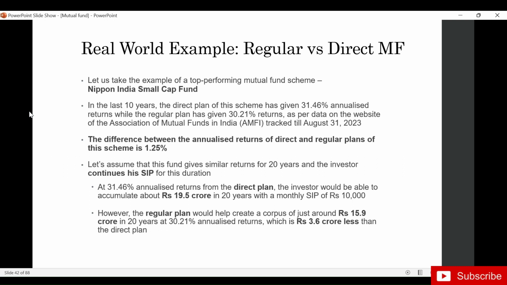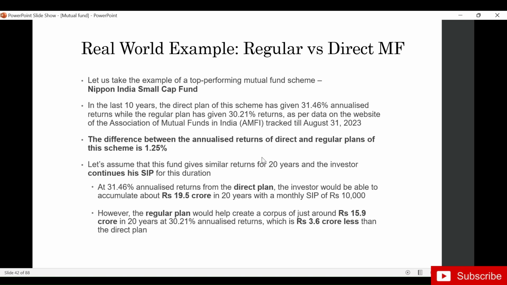As you can see, the difference between the annualized returns of the direct plan and the regular plan for this particular scheme is 1.25%. Now let us assume that an investor is investing via SIP in this scheme for 20 years. The first case is when this investor invests through the direct plan. At 31.46% annualized returns, the investor would be able to create a corpus of rupees 19.5 crores in 20 years, and the monthly SIP is rupees 10,000 as we discussed earlier.